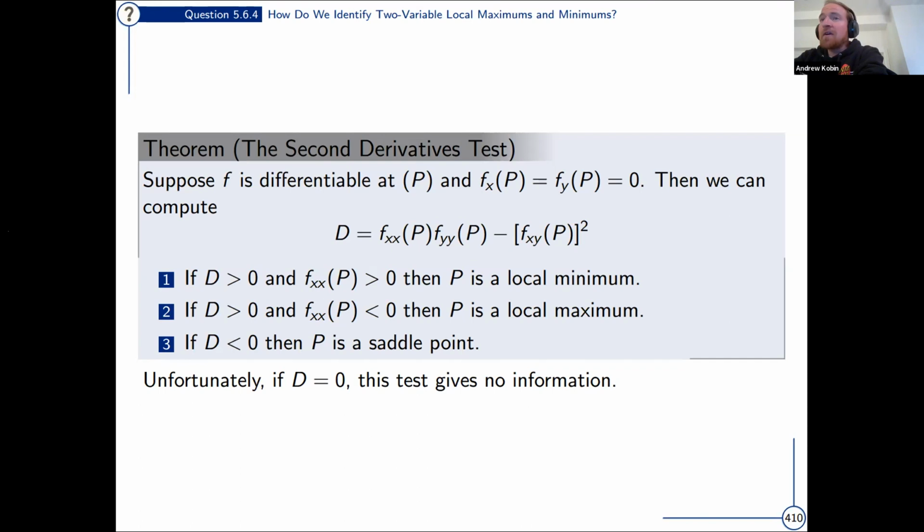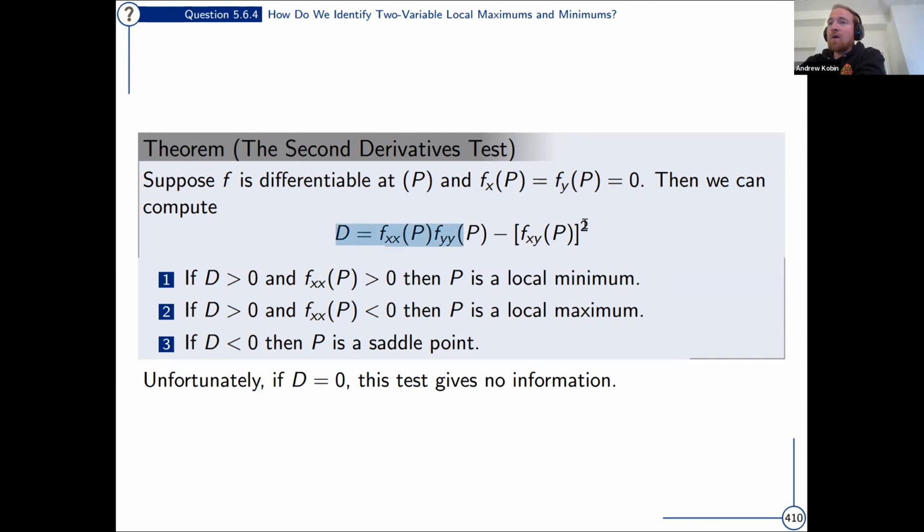And let's suppose that we've already identified this point as a critical point, which explicitly means that the two partial derivatives f sub x and f sub y are equal to 0 at that point. We want to classify whether or not this point is a maximum, a minimum, or a saddle point. Those are now the three options.